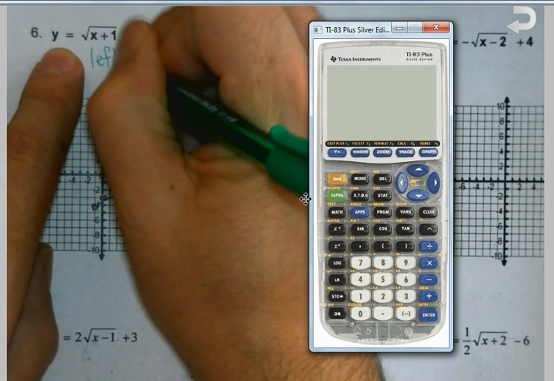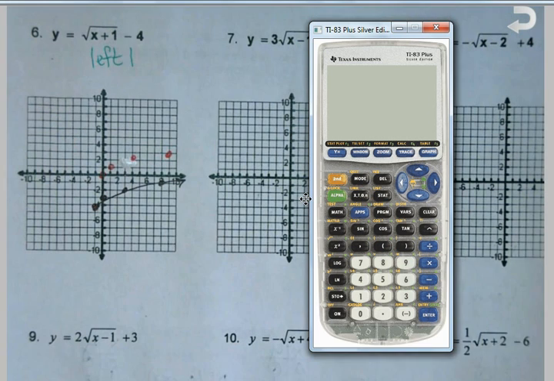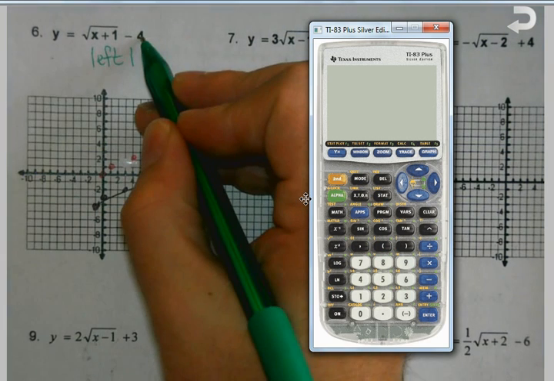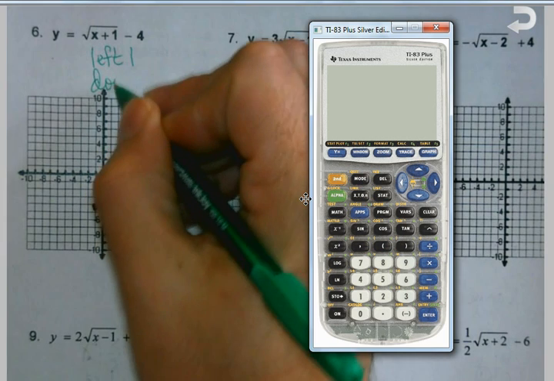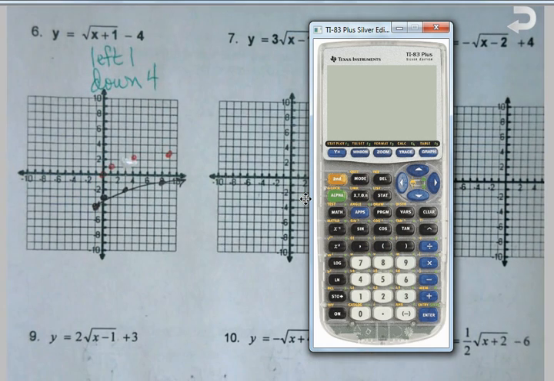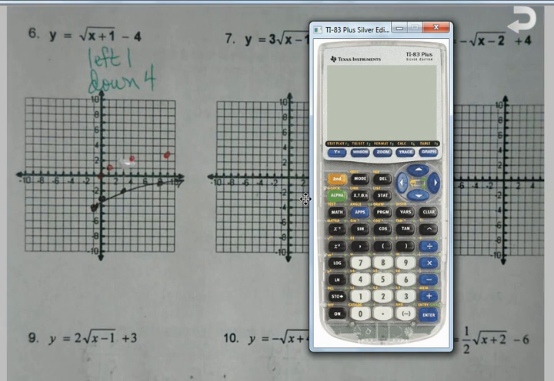Whatever value is underneath your radical is your left-right shift. Okay? It's the opposite of what you think, sort of like when we did the absolute value graphs, the same thing happened. Whatever value's outside is my up or down. If it's negative, it just is the way it is. It's down 4. So when I go to graph any of these, if I understand what my mother graph is, I can just make the shifts and not even need the calculator.